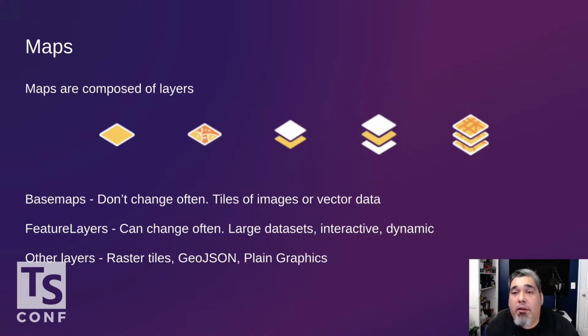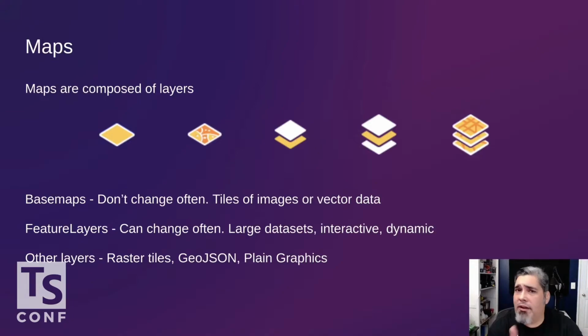Earthquake data, any number of data sets that could change quite often are going to be published as feature layers. They can be very large data sets or small data sets, but the key is that they are interactive and they're dynamic. So you can actually do some really cool things with feature layers that we're going to see later on, which is a nice feature.